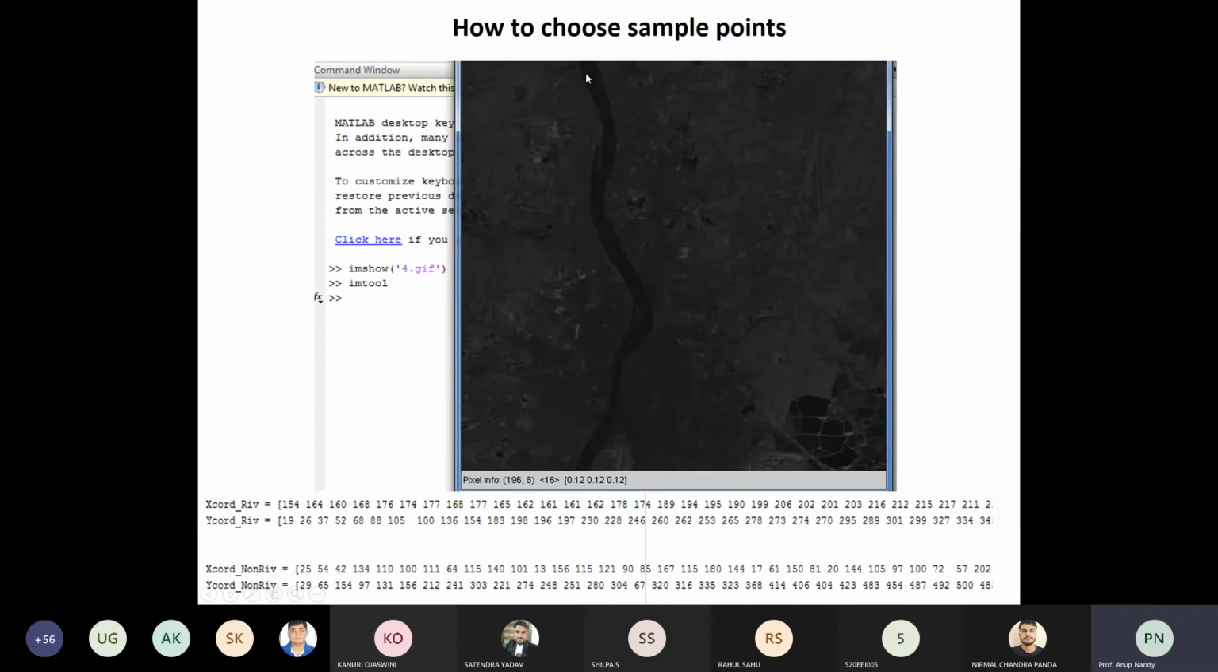Whenever you place the cursor here, you will have the pixel info at the bottom line: 196, 8. These are the pixel info, meaning the x coordinate position and the y coordinate position. You just store it in an array. As you can see in the following, x coordinate river, y coordinate river: 154, 19 for the first location, 164, 26, 160, 37. I have chosen these in a random way.